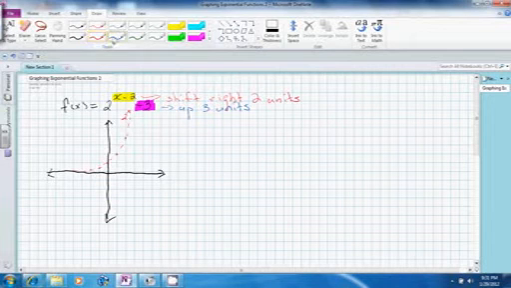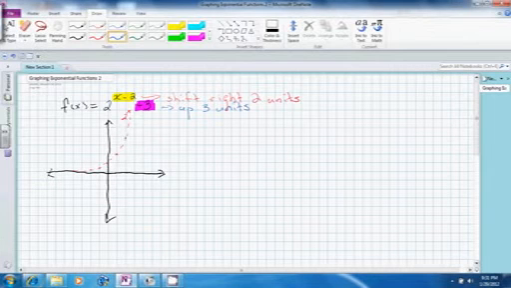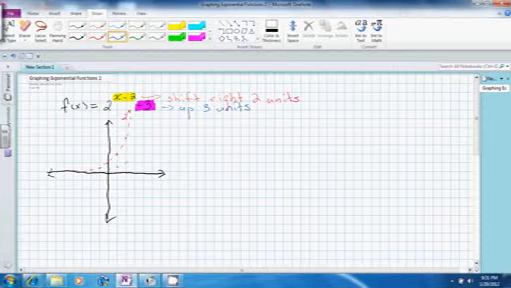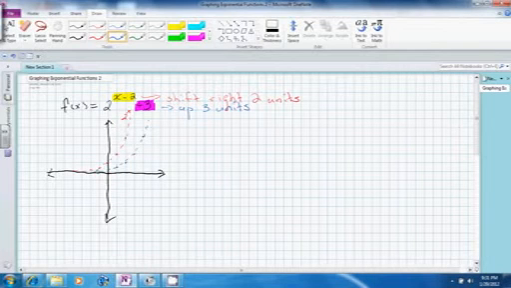Now if I apply the minus 2, that's going to shift all of these points to the right 2 units. So now my graph looks something like that.